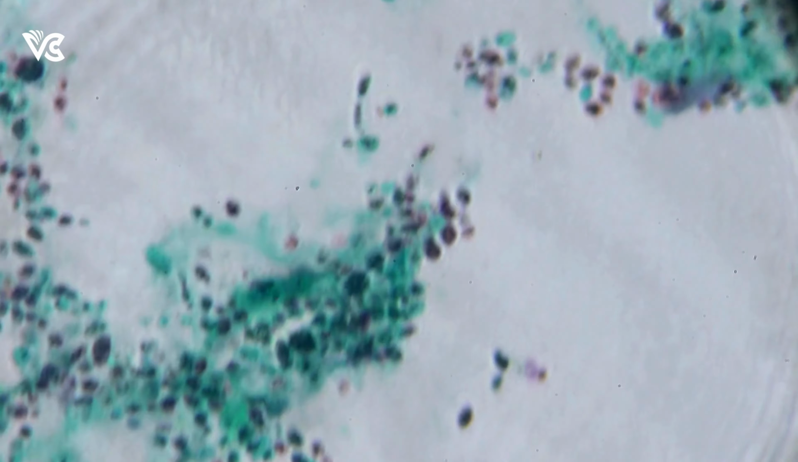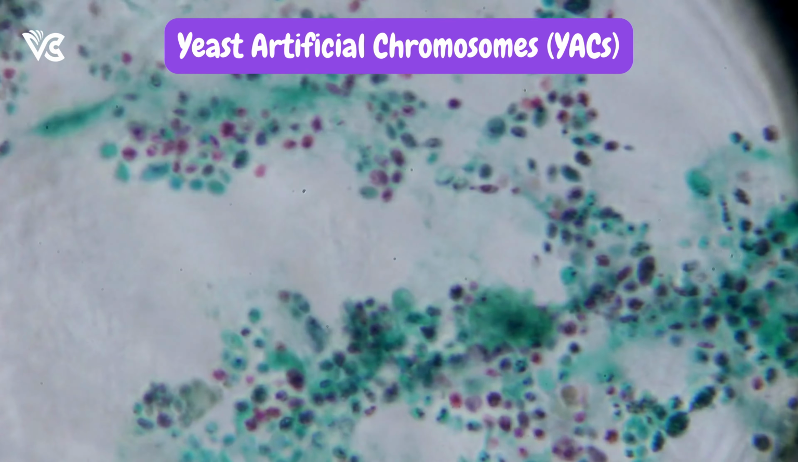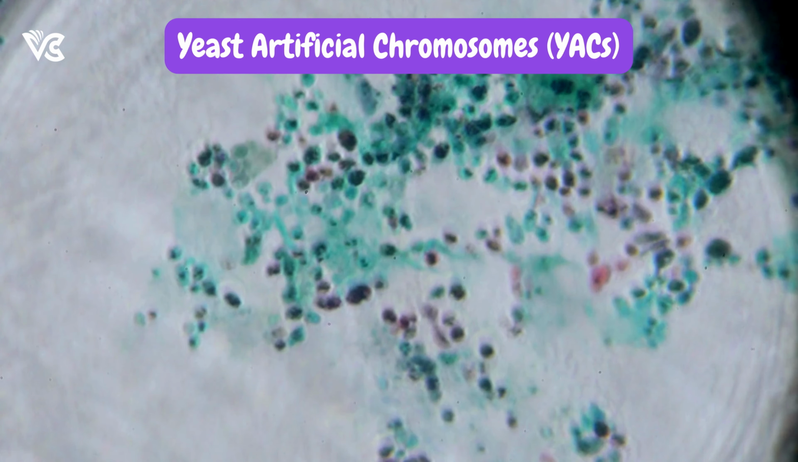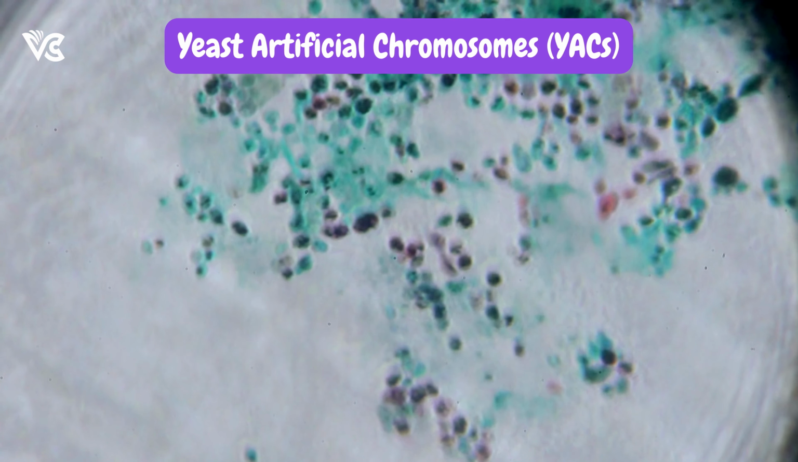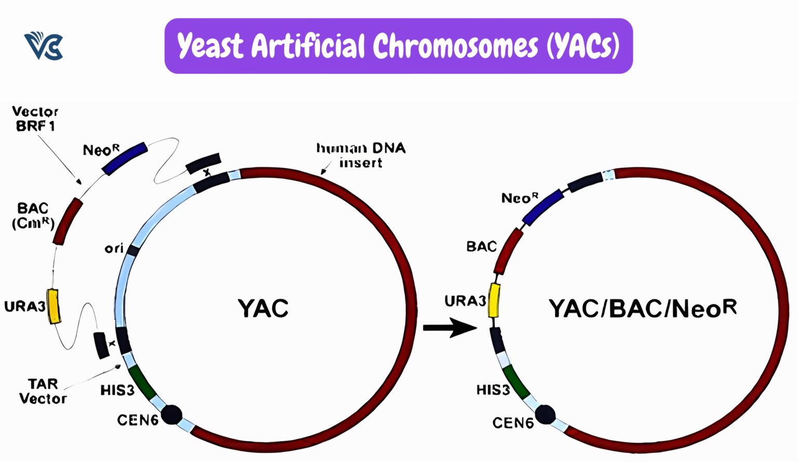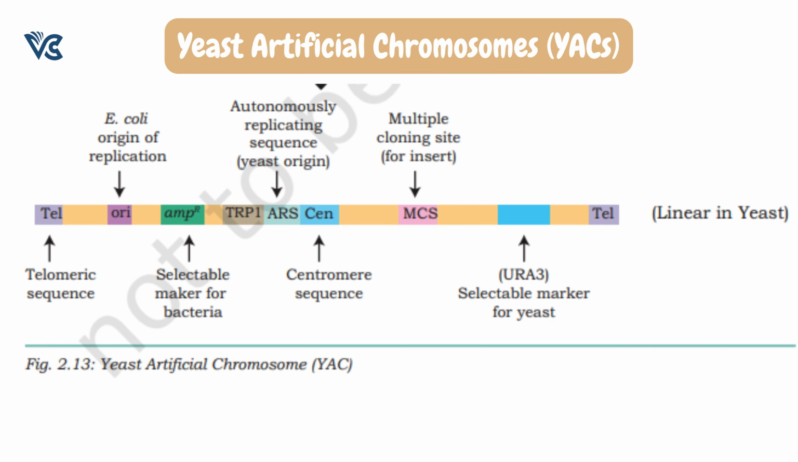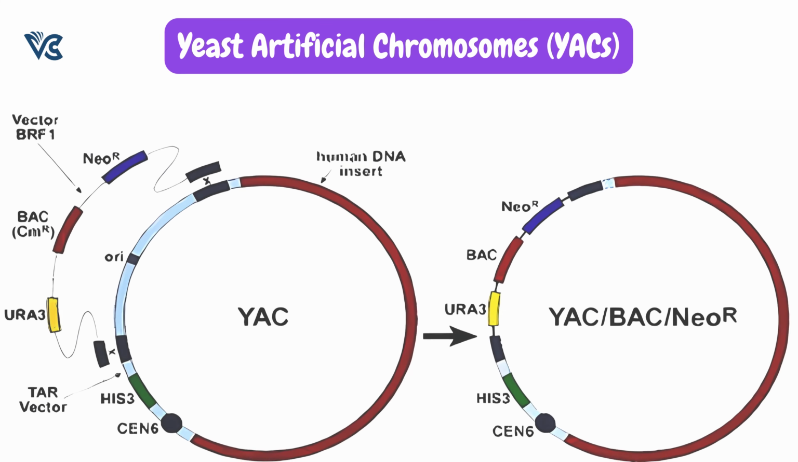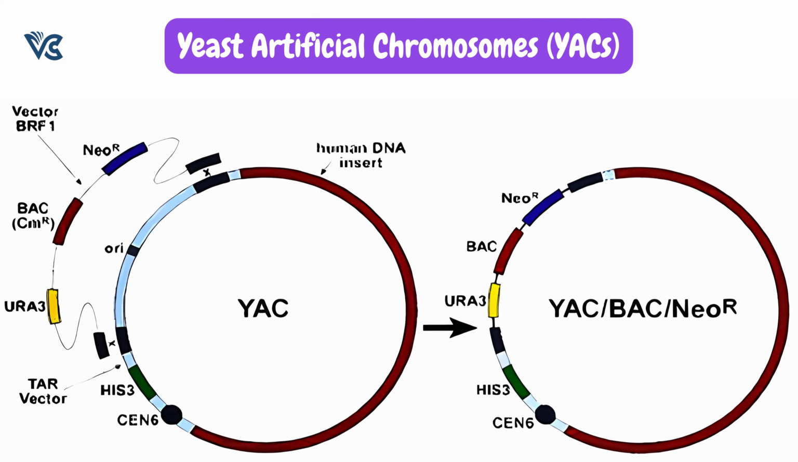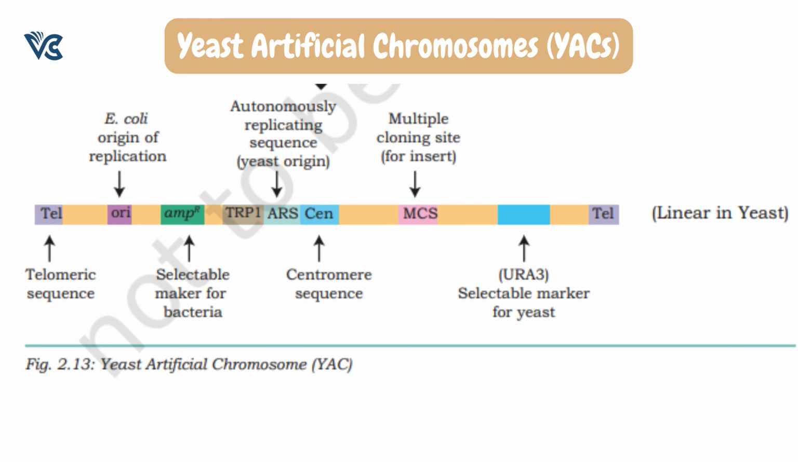Among these, yeast artificial chromosomes, YACs, stand out for their ability to incorporate DNA inserts ranging from 200 to 500 kb. YAC vectors are uniquely structured, including yeast telomeric and centromeric sequences, an autonomously replicating sequence, ARS, and selectable markers. They exist in both circular forms for bacterial growth and linear forms for yeast propagation.